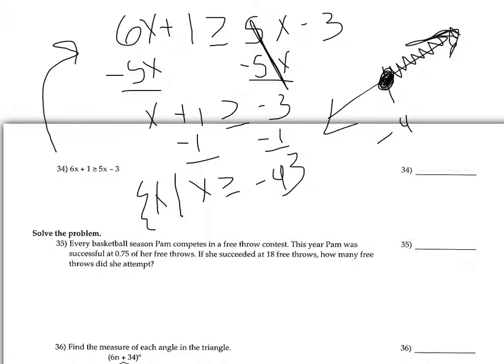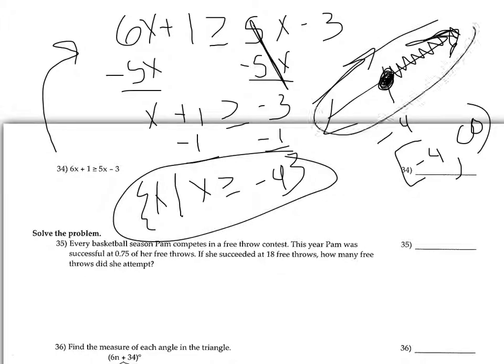Now, once I graph, it's easier for me to come up with the interval notation. Because we're always reading from left to right, this is the interval that starts at negative 4 and includes negative 4, so we want that square bracket, and goes to infinity. So this would be the set builder, that would be the graph of what we're looking at, and this would be the interval notation that accompanies that.